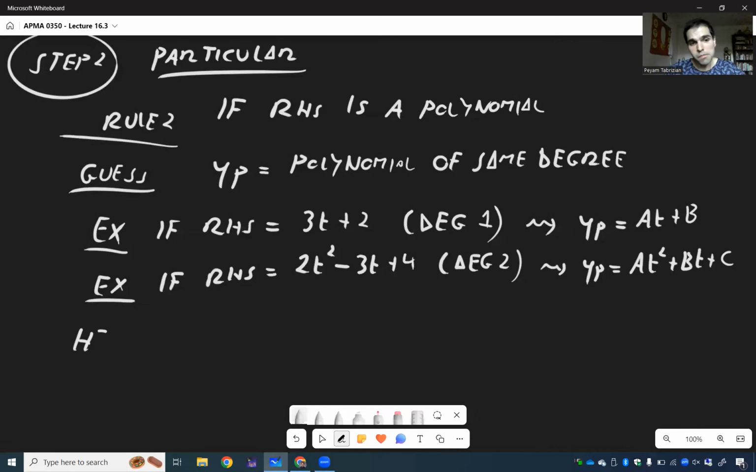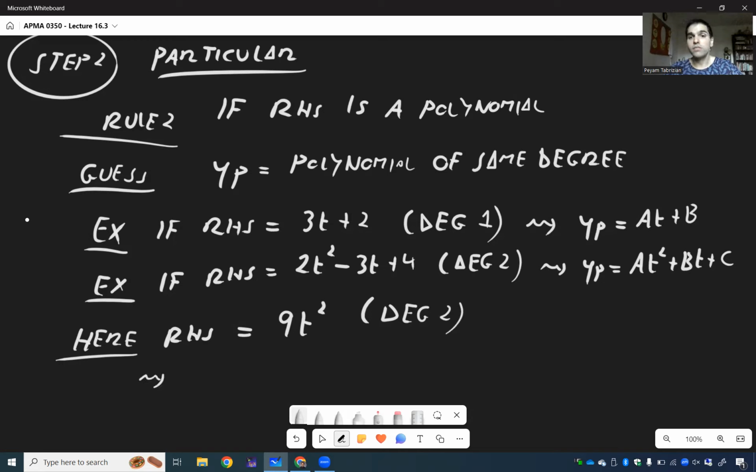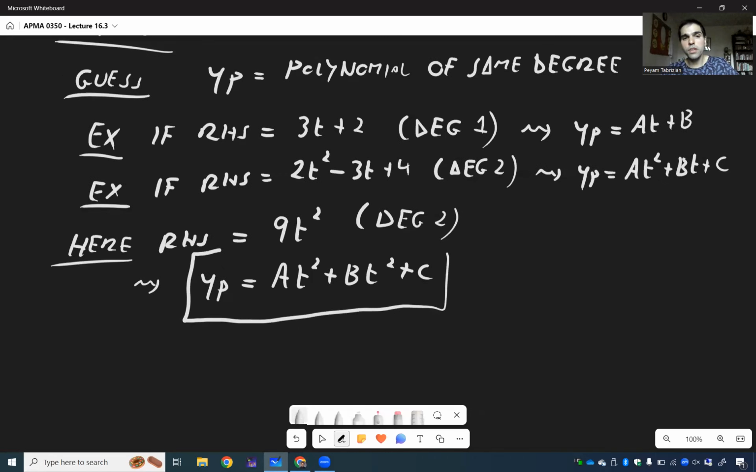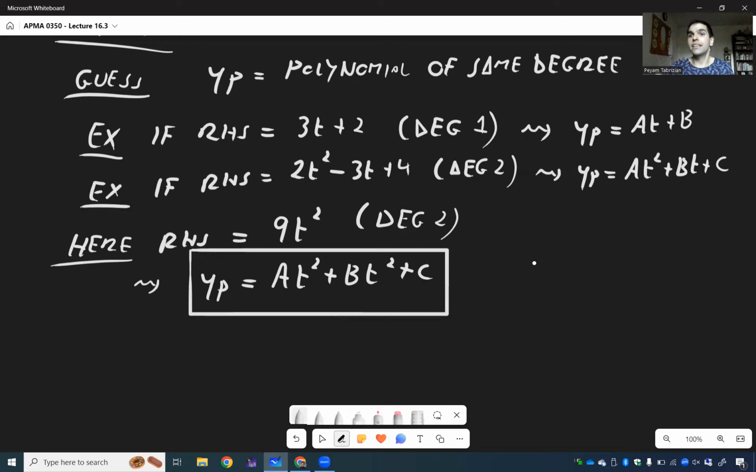So here, the right-hand side is 9t squared, which has, again, degree 2. So we guess, in this case, anything of degree 2. So careful, not just at squared, but the whole thing: at squared plus bt plus c. So again, look at the degree of the polynomial. Here it's degree 2, and guess the most general polynomial of this degree.